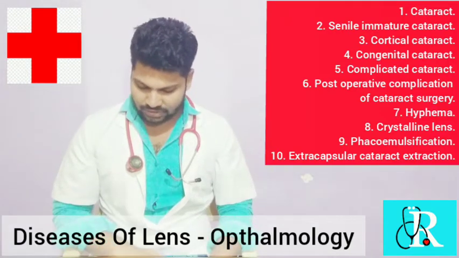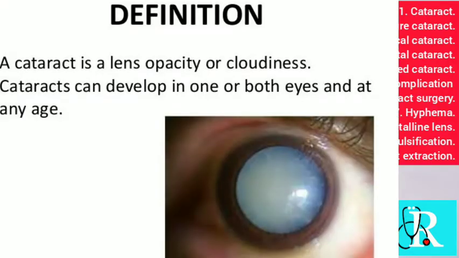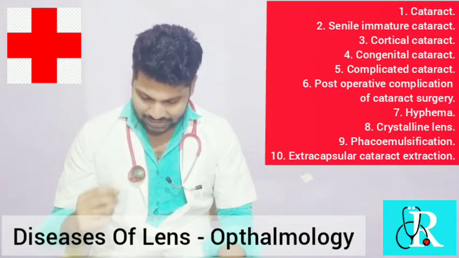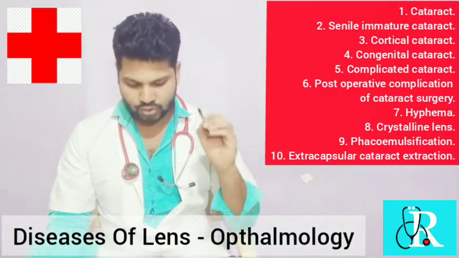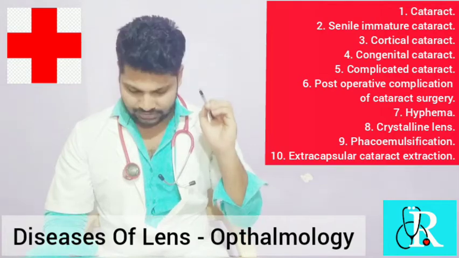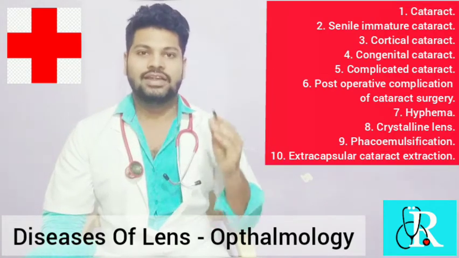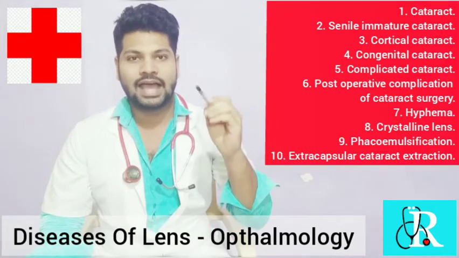First we'll be discussing cataract, its definition, its classification, its stages and clinical features. Then we'll come to the senile immature cataract. Then what is a cortical cataract? Then the congenital cataract. Then what are the post-operative complications of cataract surgery? Then what is a hyphema? Its definition, its causes, its clinical features, and how will you treat a hyphema?